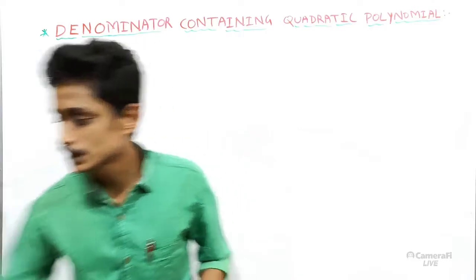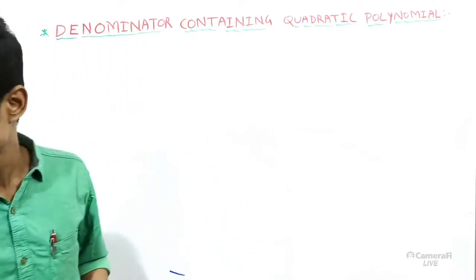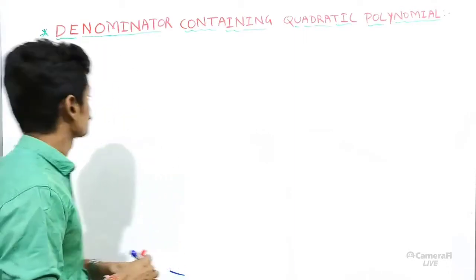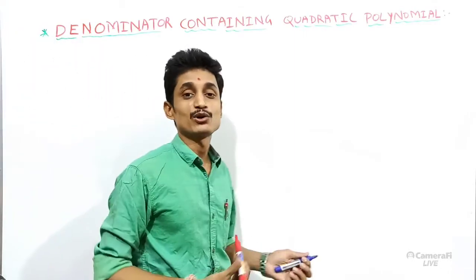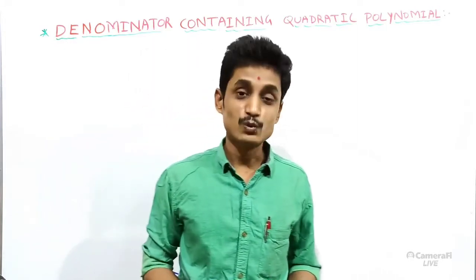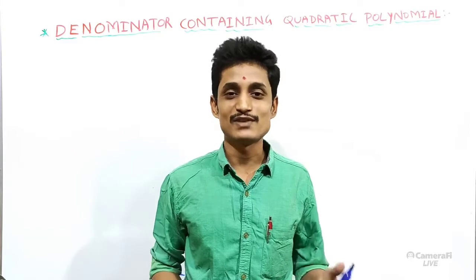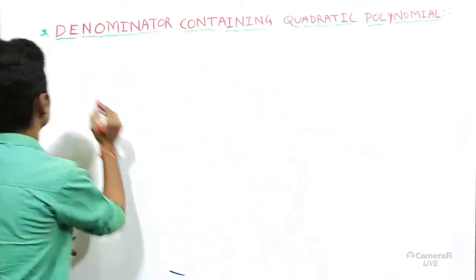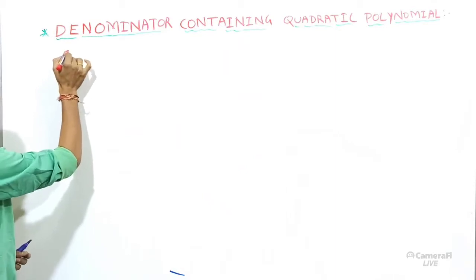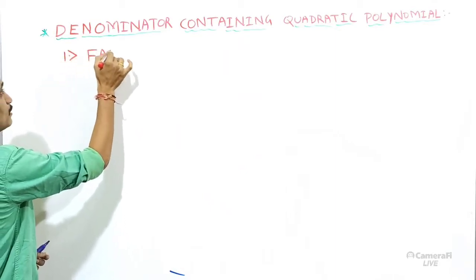Today we are discussing another topic, that is a denominator containing a quadratic polynomial. In that, there are two kinds of quadratic polynomial we have. One is factorizable, another one is non-factorizable. So first I will take the factorizable. There are two types of quadratic polynomial. One is factorizable.